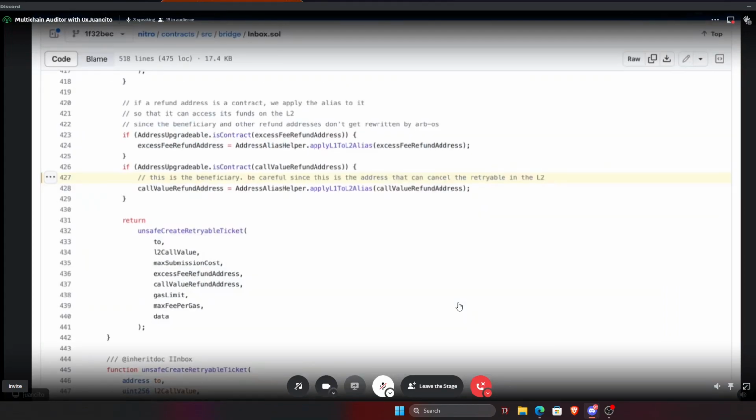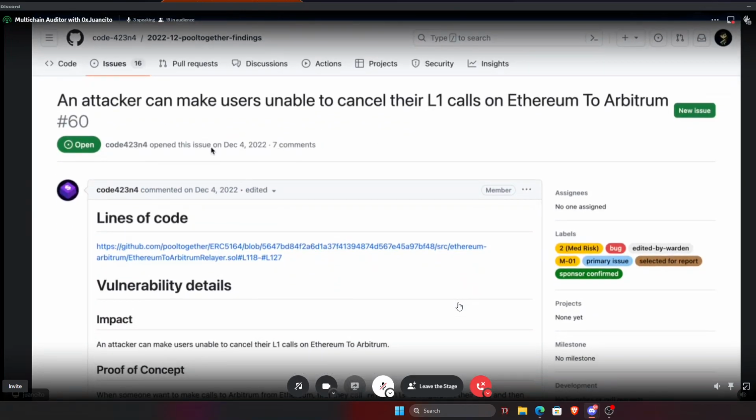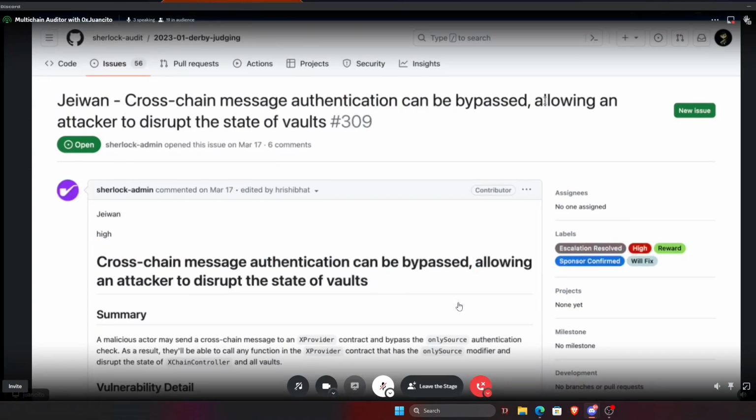In the other example, on another issue on the Derby protocol, it's a very similar issue. It's an issue with cross-chain message authentication that can be bypassed. So we can see that this can be an issue. In the previous one, it allowed an attacker to cancel transactions. In this case, it allows an attacker to disrupt the state of the vaults. So this can lead to a high vulnerability issue.